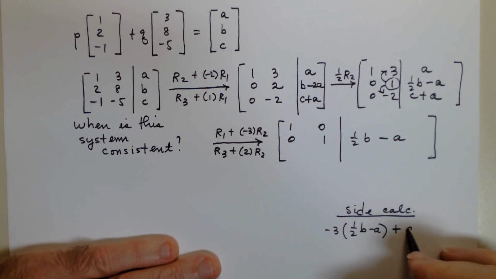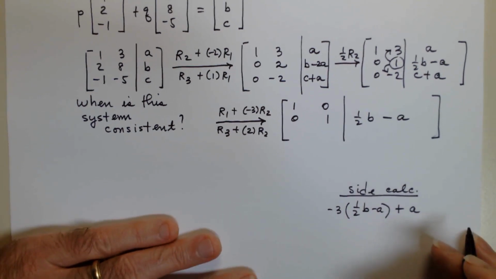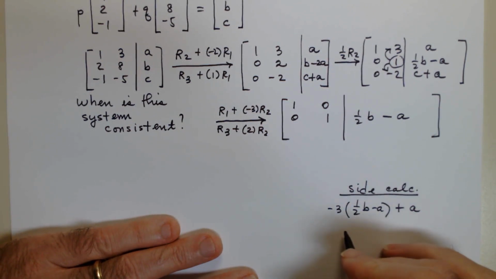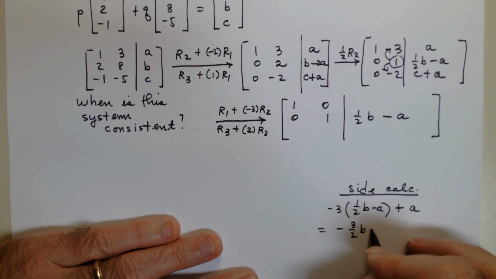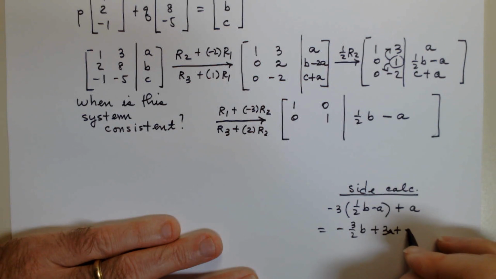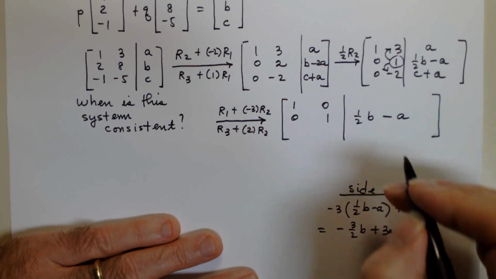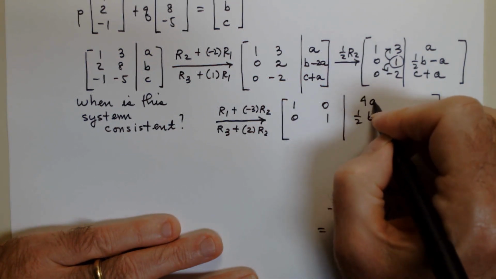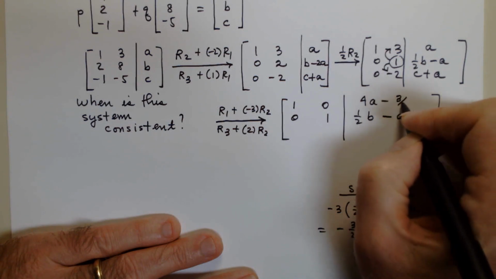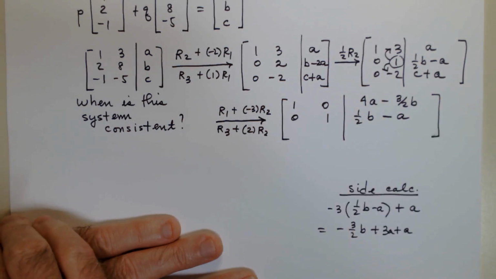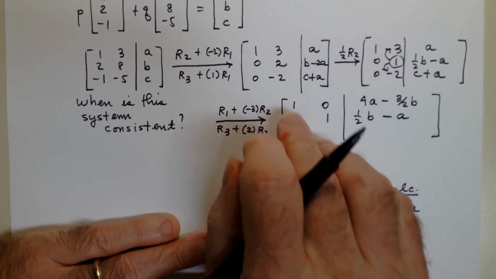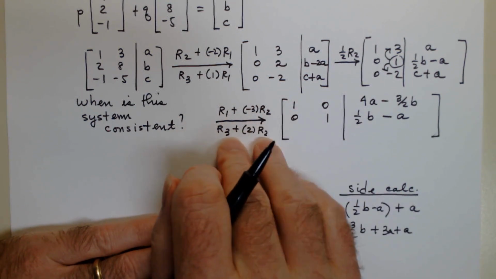So that's going to be plus 1, or 1 times A. So negative 3/2 B plus 3A plus A. And so that's going to be what? 4A minus 3/2 B. Okay, that's what's sitting there. We're done with that row. Now we're going to do the changes to row 3 according to this recipe.